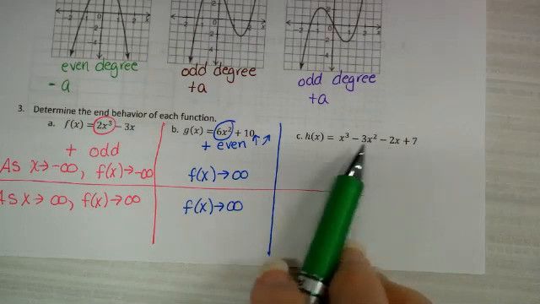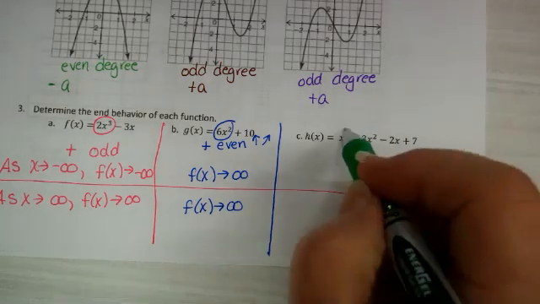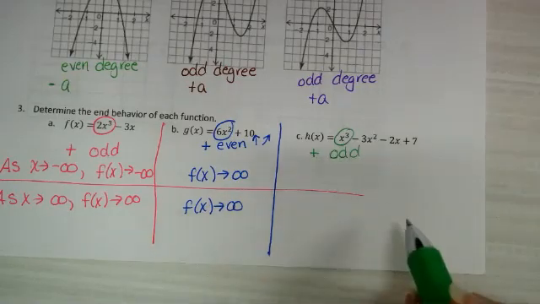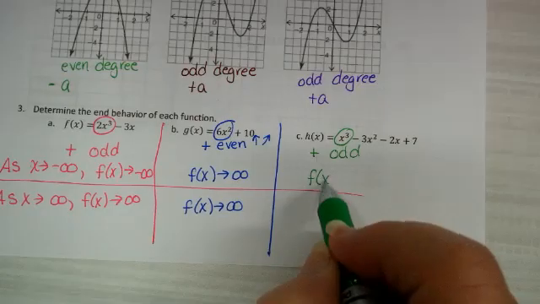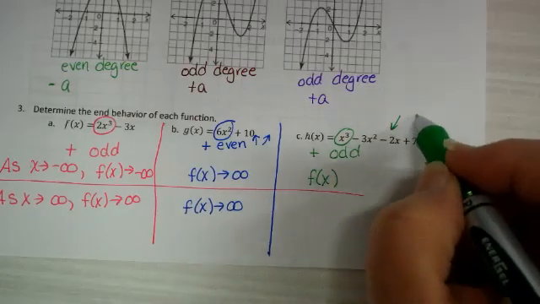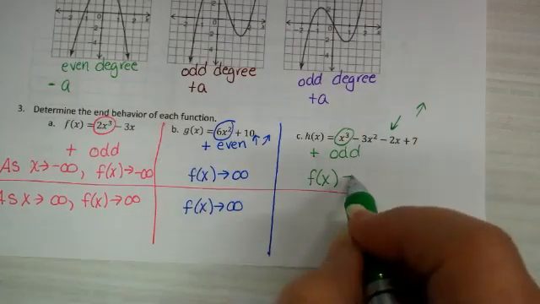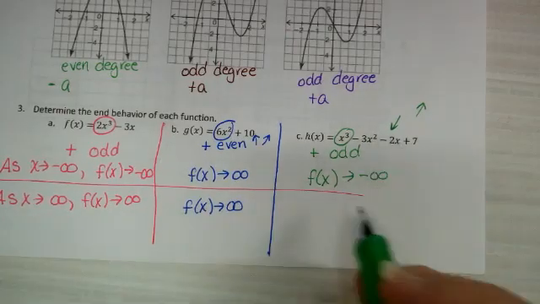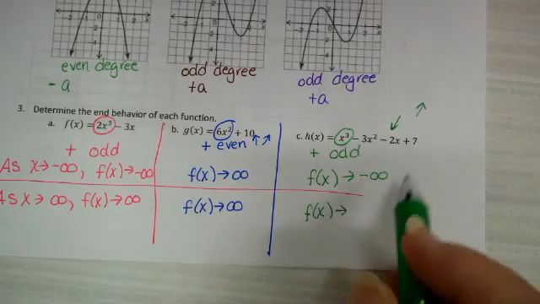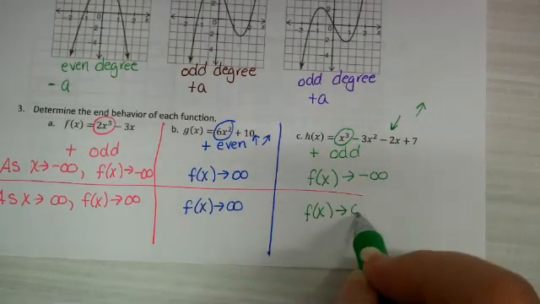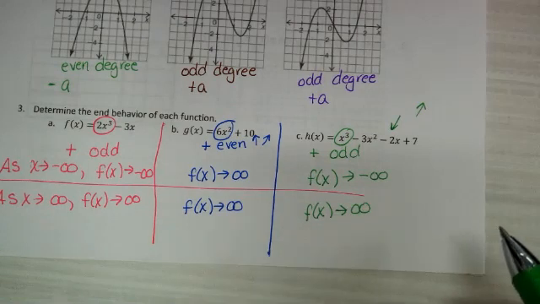So we come to this one and we look for the largest exponent, which is x to the third. It's a positive and it's an odd degree. So positive odd, that was down and then up. So if x is approaching negative infinity on the left side, f of x is also approaching negative infinity. And on the right side, as x approaches positive infinity, f of x is approaching positive infinity. So we've talked about our degrees and our end behaviors.